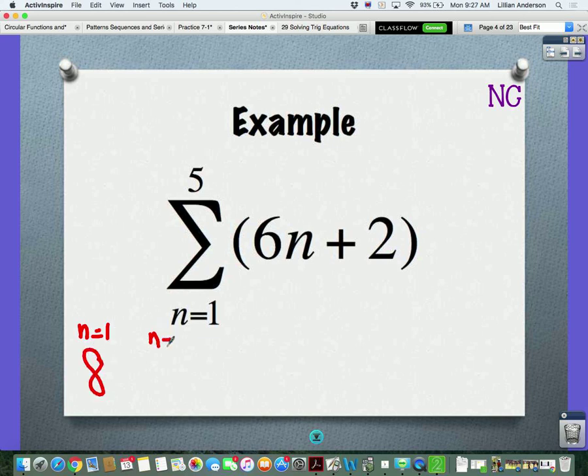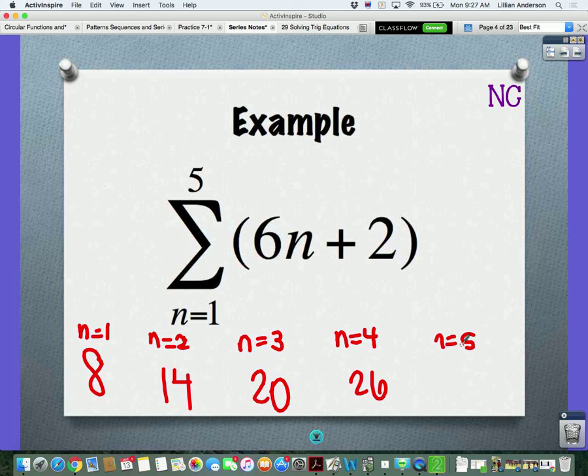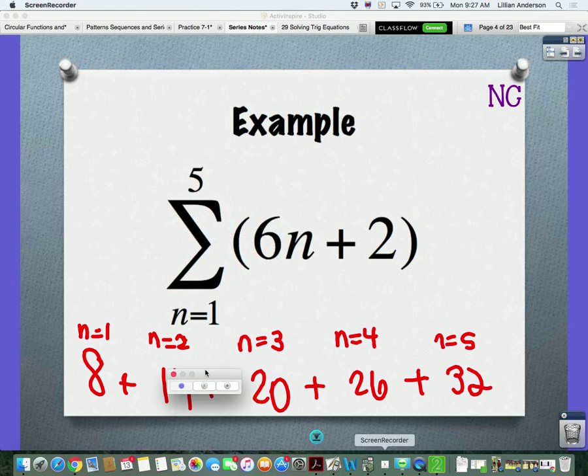Plug in 2. 6 times 2 plus 2, 14. You plug in 3. 6 times 3 plus 2. You plug in 4. 6 times 4 plus 2. Plug in 5. 6 times 5 plus 2. So you take all of those terms and add them up. So 8 is your first term, 14 is your second term, 20 is your third term, 26 is your fourth term, 32 is your fifth term. And then you just add those up together to get the sum of the first 5 terms.